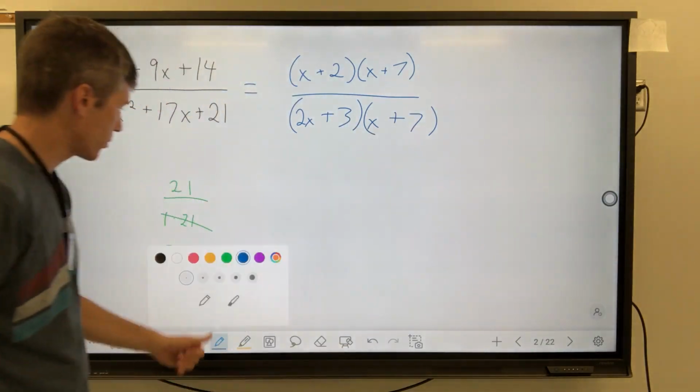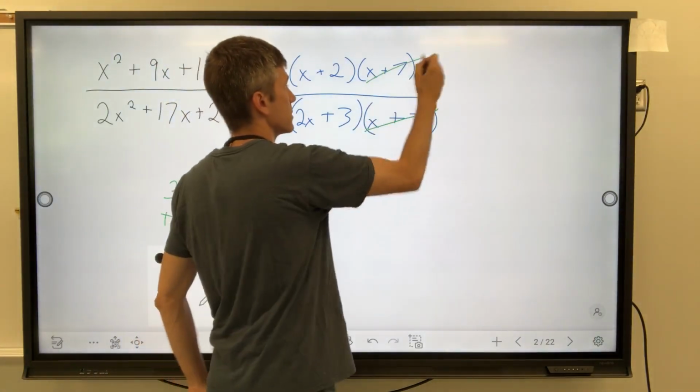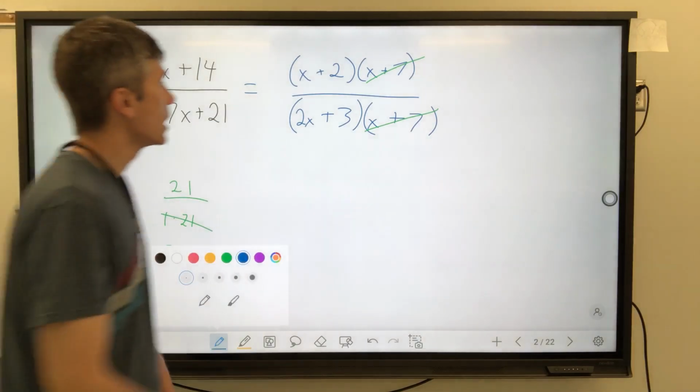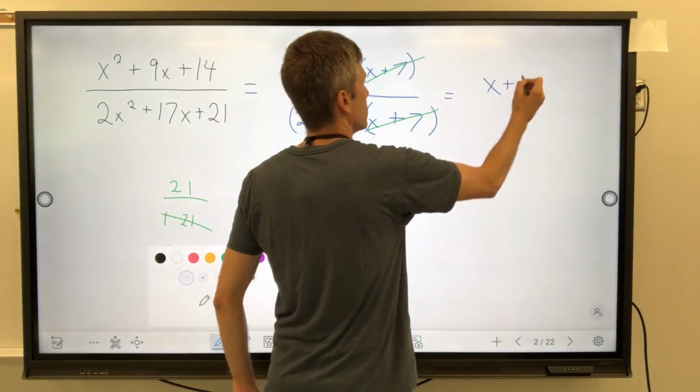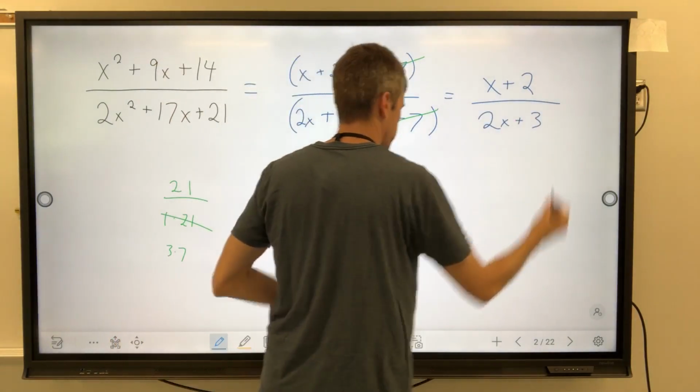And I'm going to switch to green one more time, and we're going to cancel. You see it, don't you? Sure hope so. Those cancel, and they divide into each other one time. Put the 1 if you like. And I'm going to have x plus 2 over 2x plus 3. There you go.